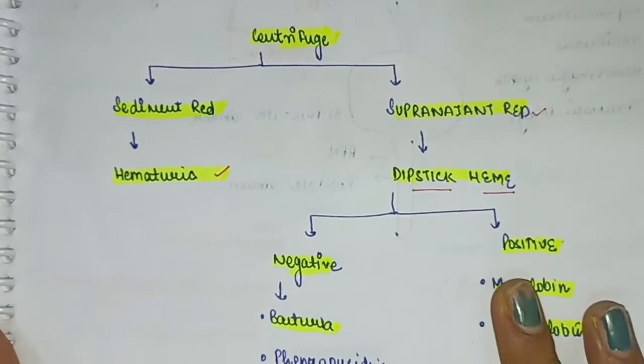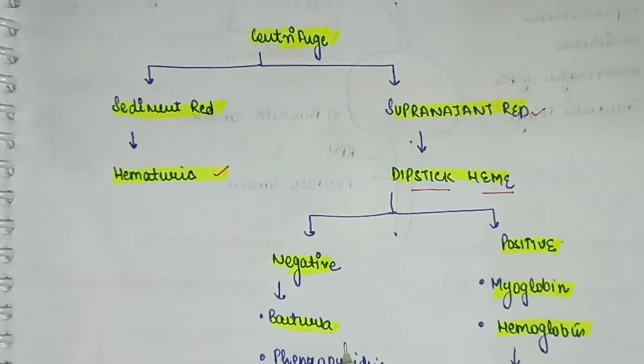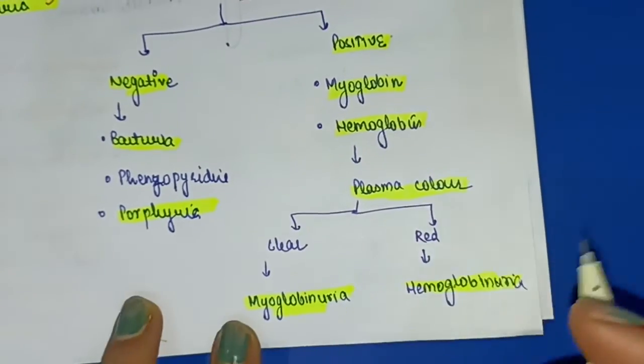So how will we approach a patient with red or brown urine? First we will centrifuge the urinary sample. If sediment is red, then it is hematuria. If supernatant is red, then we will go for dipstick heme. If it is negative, then it rules out myoglobinuria and hemoglobinuria. If it is positive, then we will look at the plasma color. If the plasma color is clear, then it is myoglobinuria. If it is red, then it is hemoglobinuria.